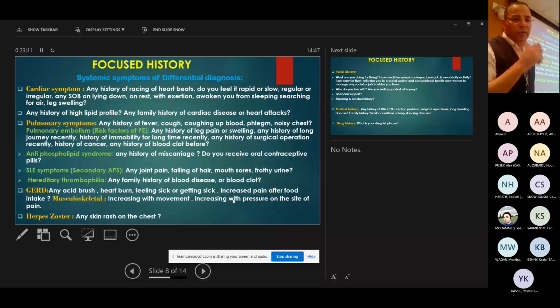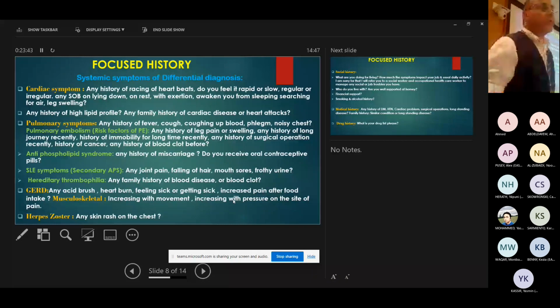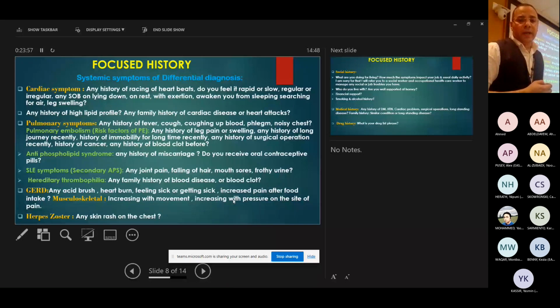Pulmonary symptoms: any history of fever, cough, coughing up blood, phlegm, noisy chest, and we asked about them already in the associated symptoms. It's very important, actually, to ask about risk factors of PE. I think Aisha asked about most of them already. Is there any history of long journey in the last couple of weeks? Is there history of immobility for the last couple of weeks? Is the patient on any medication which can induce PE, like oral contraceptive pills? Is there any history of antiphospholipid syndrome, any history of miscarriage? This patient has had miscarriage, by the way, two times, which can raise the suspicion of antiphospholipid syndrome as a cause of PE for this patient. Any history of miscarriage, and is the patient receiving oral contraceptive pills?